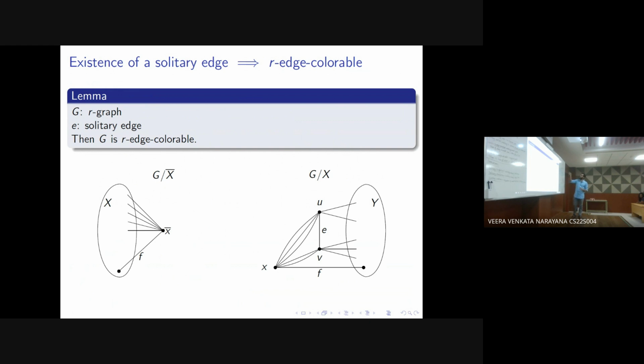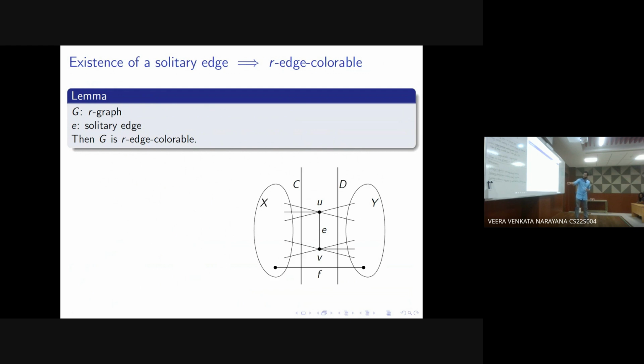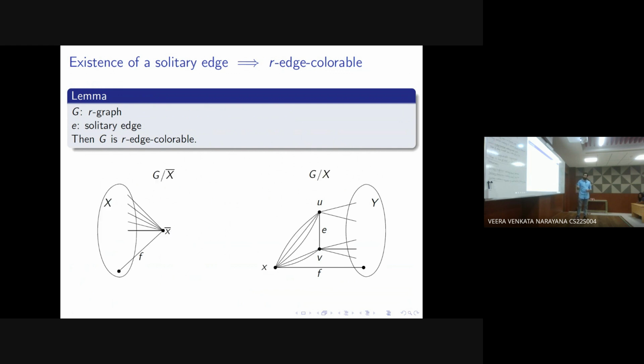What we did, we just shrunk X and got this graph, and we shrunk X bar and got this graph. It's very clear that both graphs are regular because this is an r-cut. So if we shrink, the degree of this small vertex is also r. If we take a moment, we will also realize that the size of each odd cut here is at least r. If not, the same odd cut will be an odd cut in the original graph. It contradicts the definition of an r-graph.